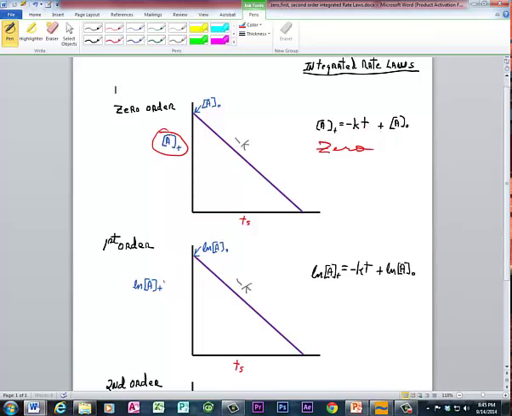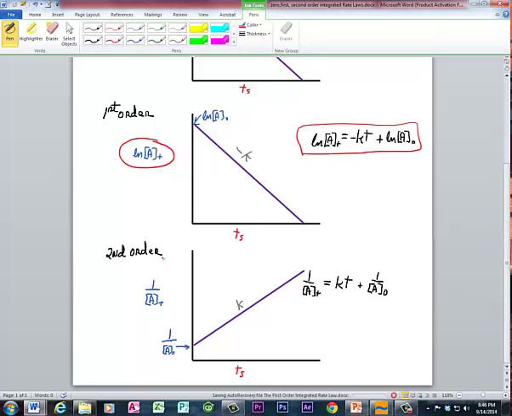For a first order, you're already familiar with that, we plot the natural log of A at time t versus time. We get a negative slope straight line with a negative k equaling the slope, and the log of A naught is the y-intercept. If a reaction is second order in a reactant and you plot the inverse of the concentration of A versus time, what you're going to get is a straight line with a positive slope, and that positive slope will equal k.